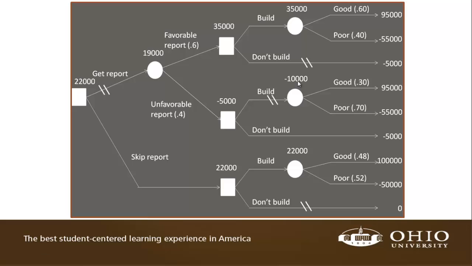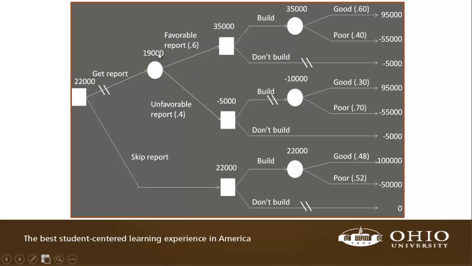So if we get an unfavorable report and elect to build, we can expect to lose 10,000. If we get an unfavorable report and don't build, we would only lose the $5,000 that we paid for the report. So given the choice between losing 10,000 or 5,000, I choose to lose 5,000.